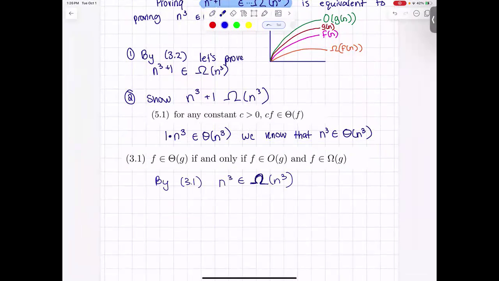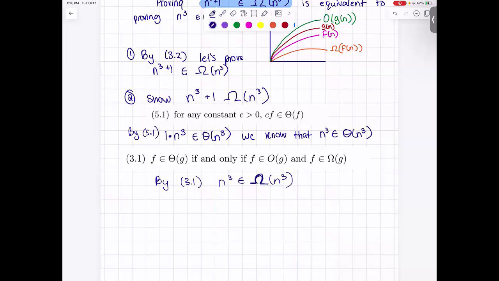So the fact that it's in theta of n cubed means that we're allowed to say it's also in omega of n cubed. It's also in big O of n cubed, but we don't care about that for right now. We're just using this part of it, the fact that we know it's definitely going to be in big omega of n cubed. So this allows us to basically use these two properties. This one was by 5.1, and this one down here is by 3.1.